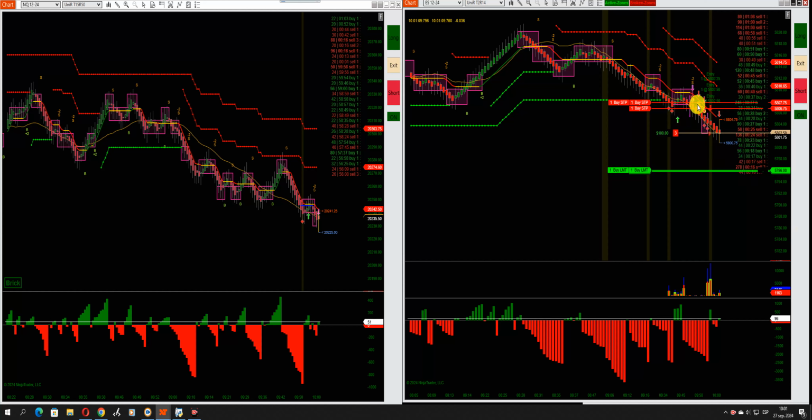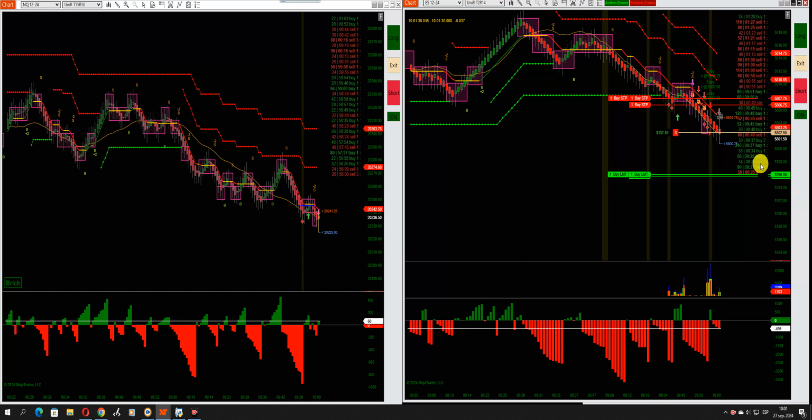Okay, we see the S's. You see these S's are from speed bars. These bars took very little to form, and with correlation, they are in a hurry. Okay, we see an imbalance here. That confirms that the shorts are taking place.